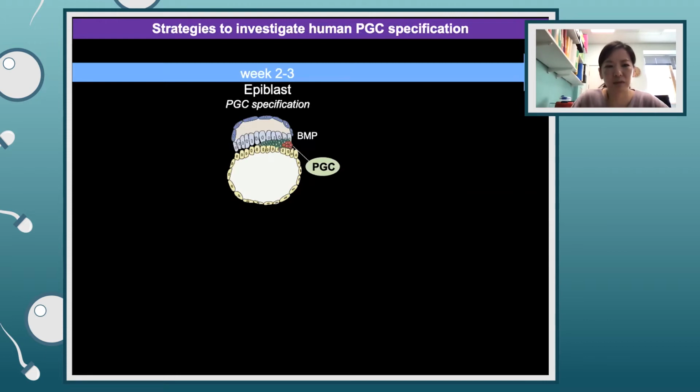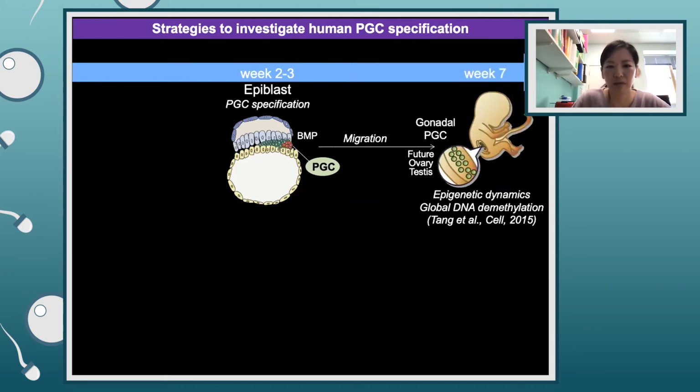So here we took these experimental strategies. When PGCs are specified, they migrate through the body and reach the gonadal tissue, the future ovary or testis, where PGCs become gonadal PGCs and undergo dynamic epigenetic programming, such as global DNA demethylation. We can access these gonadal PGCs from aborted fetuses, such as at week 7. So we investigated and characterized these cells as a reference for the research on PGC specification.